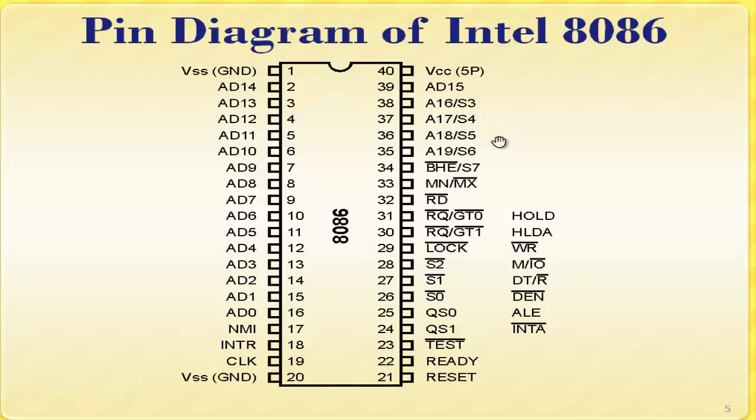Now there are two more which are left out, that is S6 and S7. Basically S6 is always 0 and S7 is undefined. So when it is 0, it's not used at all, and it is not defined for anything in 8086. Actually they are reserved for future purposes.